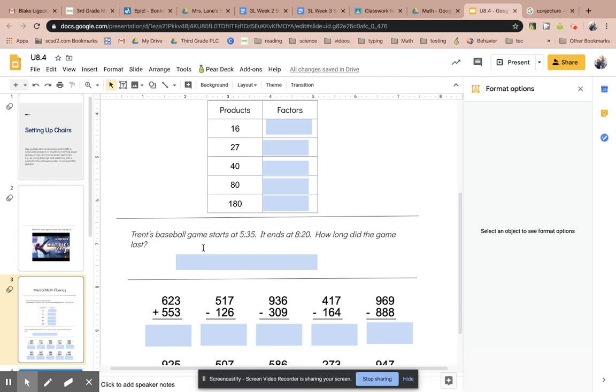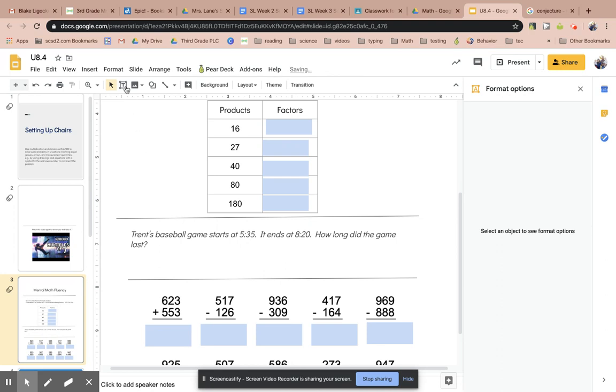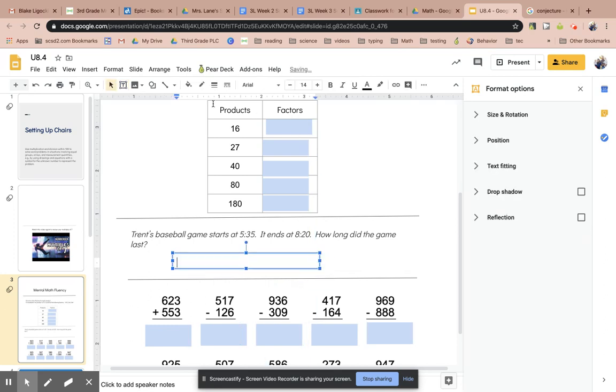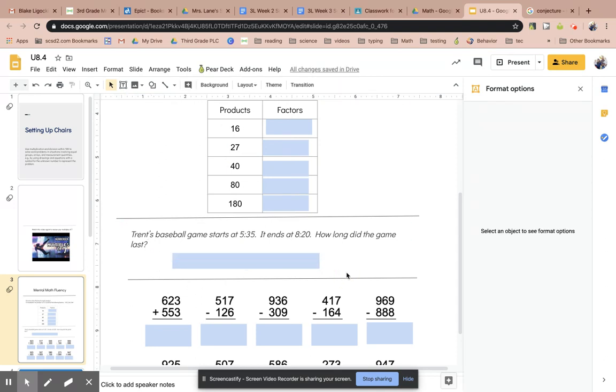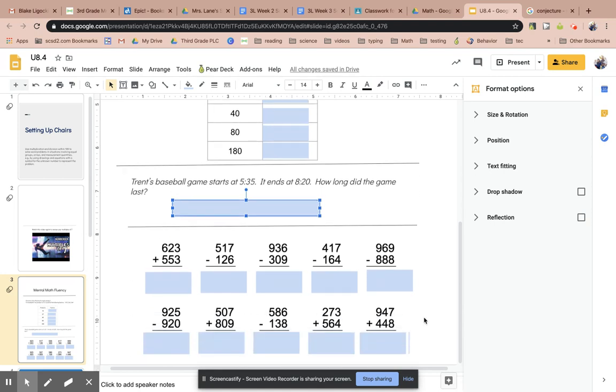Go ahead and do one of your eye charts, or you can do it on a number line to figure out how long Trent played baseball. This question is asking for the elapsed time, the time in between those two. Now remember, if you accidentally type in here and delete this box, you can go up and put in a new box. That's perfectly fine. Create a text box, put it in here. I color them just so that you know where you should be typing. Okay, and then you can type in this box again. So if you ever delete any of these, that's perfectly fine.